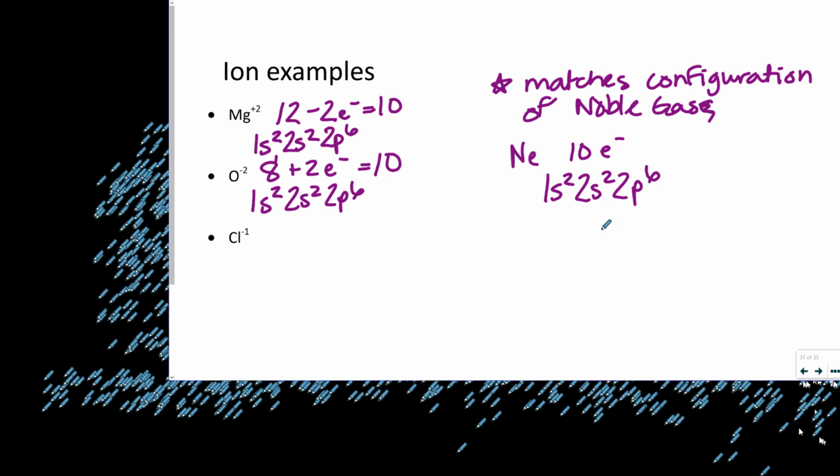Let's do chlorine just for good measure. Chlorine is number 17 on the periodic table.